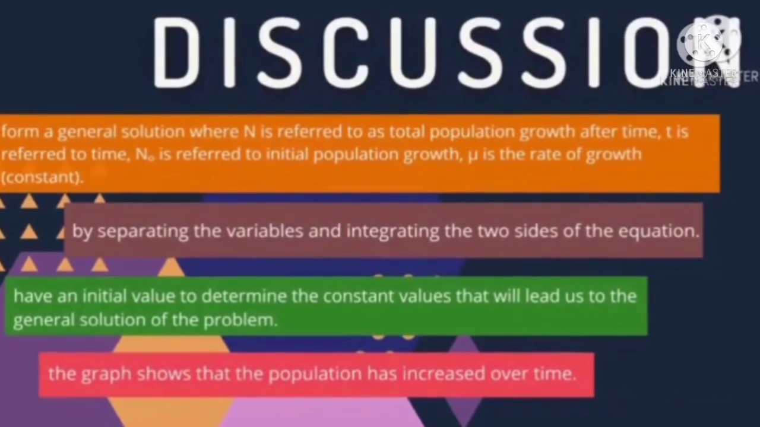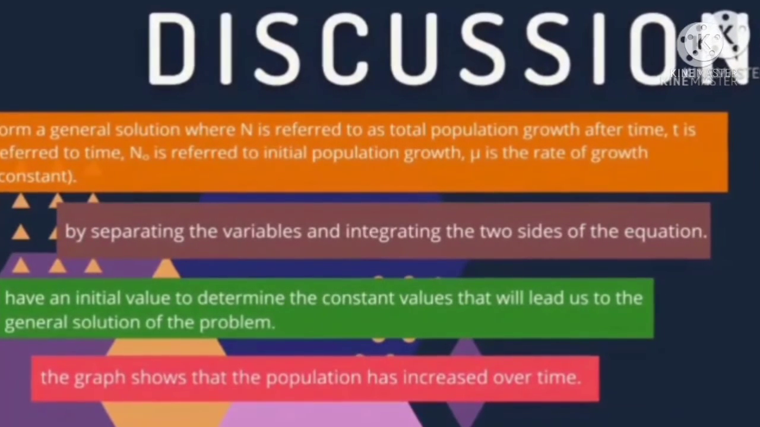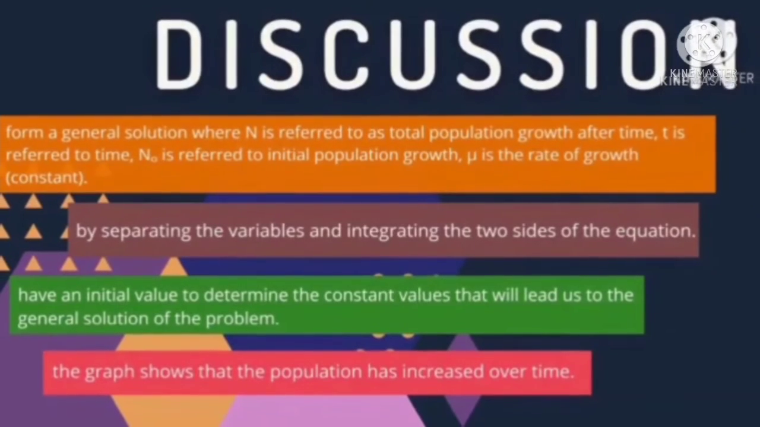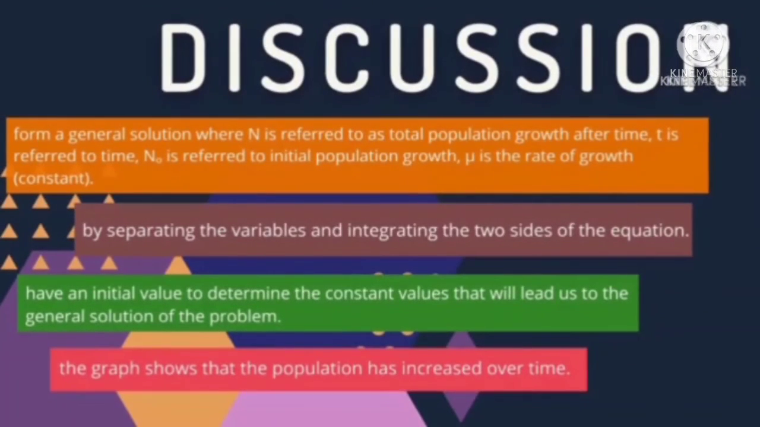Next, based on the result achieved, we can conclude that Thomas Robert Malthus had proposed a model for this bacteria growth population. He suggested a general solution where N is the total population after time, t is time, N naught is the initial population, and mu is the rate of growth, which is a constant. By separating the variables and integrating the two sides of the equation, we can easily get the general solution. Also, having an initial value to determine the constant will lead us to the general solution of the problem. Lastly, the graph shows that the population has increased over time.